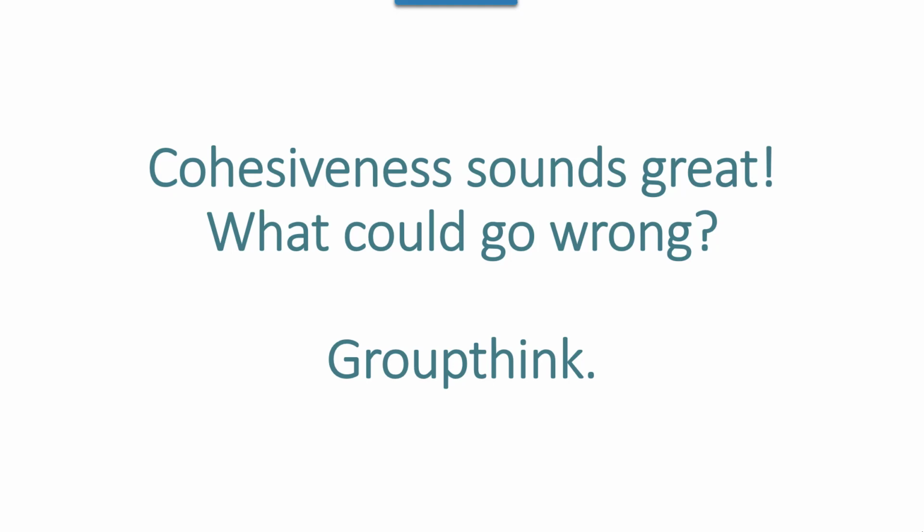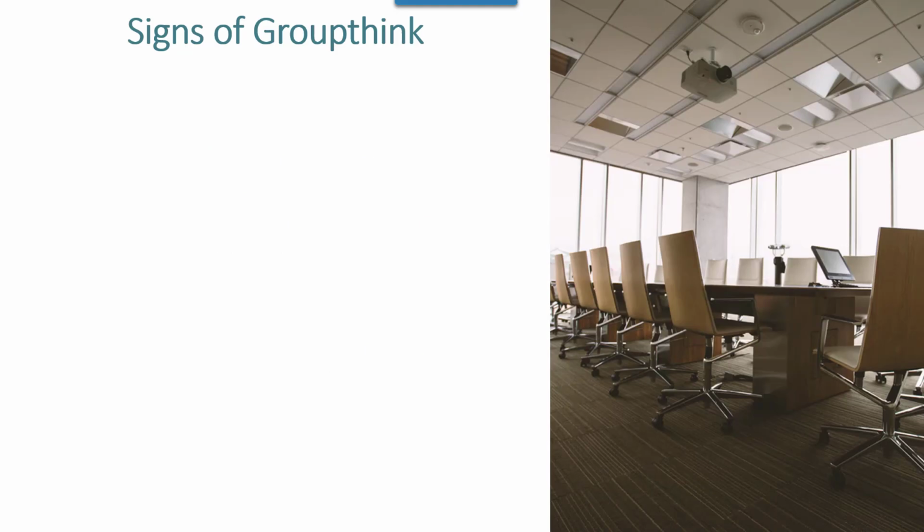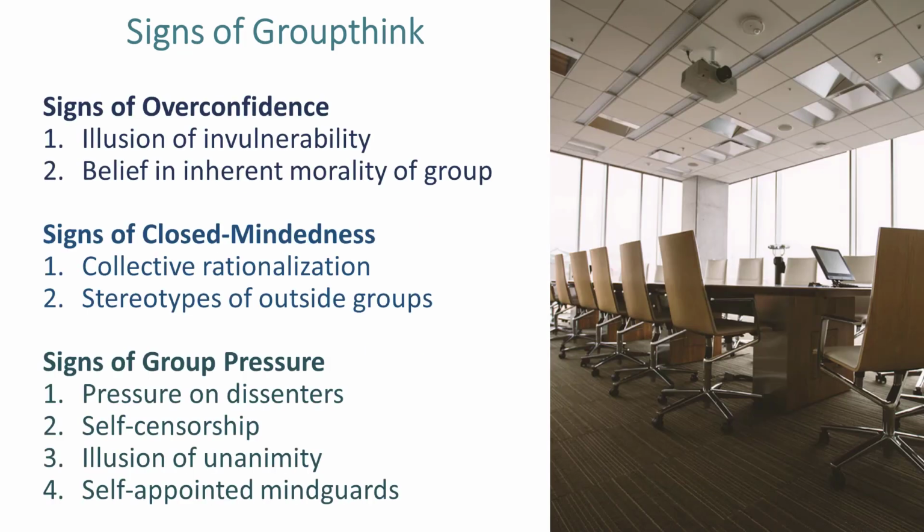Cohesiveness sounds great. What could go wrong? Groupthink. Is it possible for a group to get too cohesive? When group members become extremely close, they can develop a closed mindset called groupthink, which values unanimity over critical appraisal of alternate ideas or viewpoints.